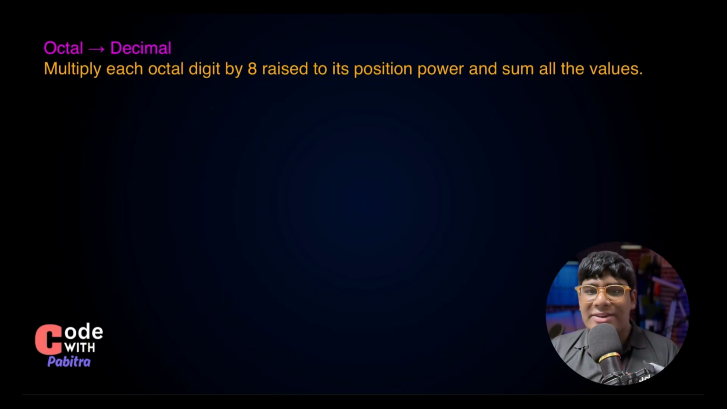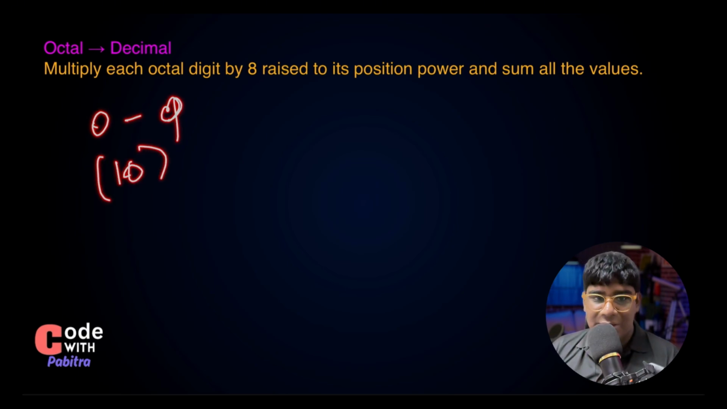And what is decimal number system? The decimal number system is the number system we use in our daily life. And it contains digits from 0 to 9. And these all are base 10 number system.